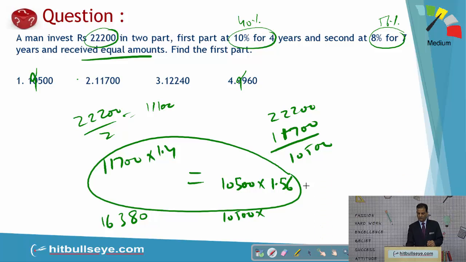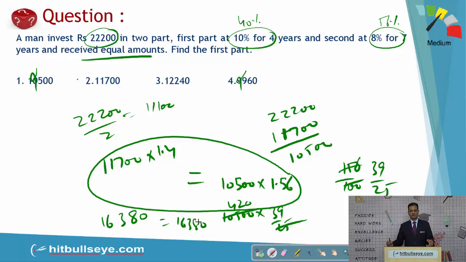10500 into 156 by 100 will be, if we say, 39 by 25. Multiply 39 by 25, it will again be 420 into 39, which is also 16380. So these two parts will be the same. There is no need of solving this any further.